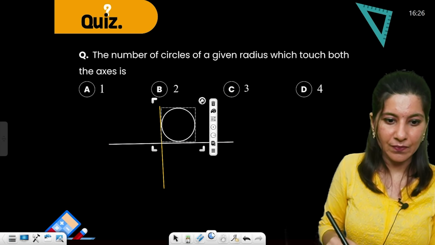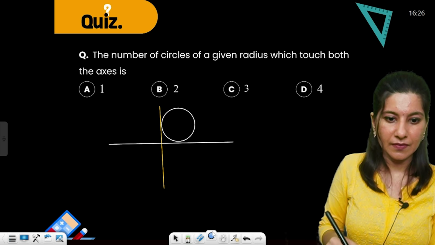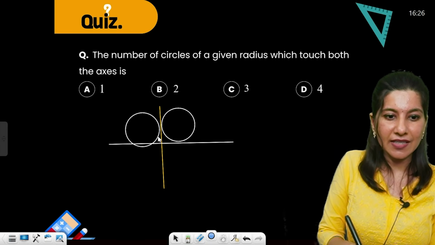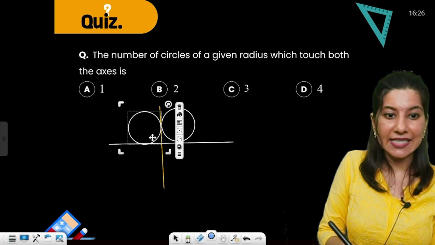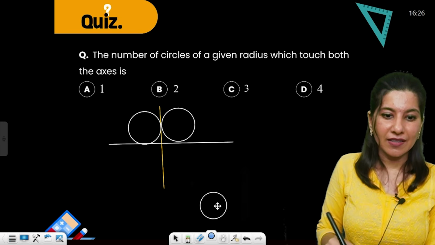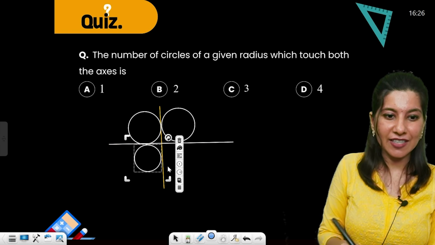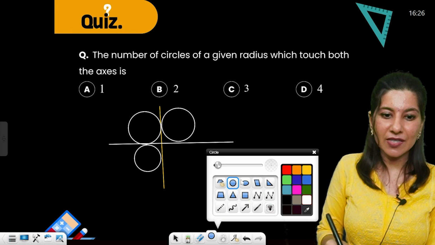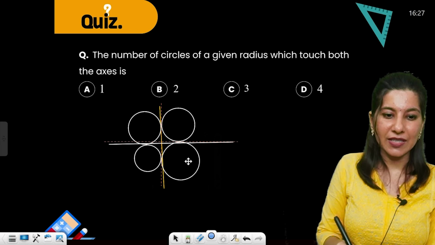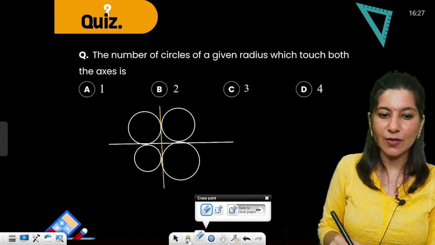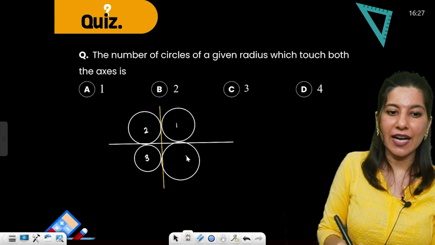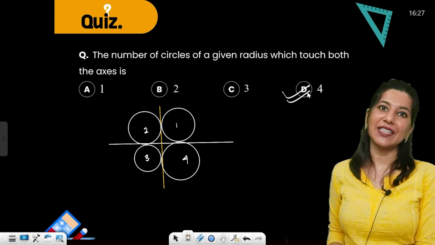And now this circle is lying in the first quadrant. Similarly, this circle is lying in the second quadrant but touching both the axes. Similarly, this circle is lying in the third quadrant but again touching both the axes. And the same circle can lie in the fourth quadrant as well, touching both the axes. So there are four possibilities. Can you see? There are four possibilities, right? First, second, third and fourth. So 4 is absolutely right for this question.